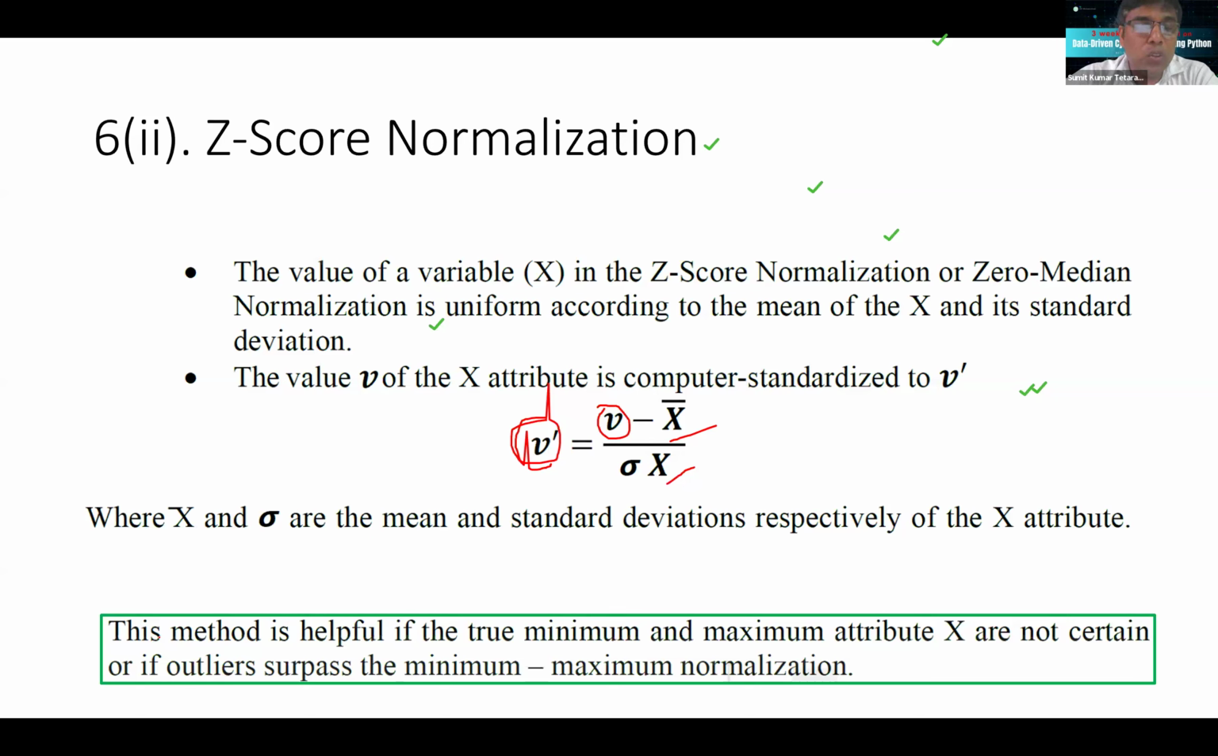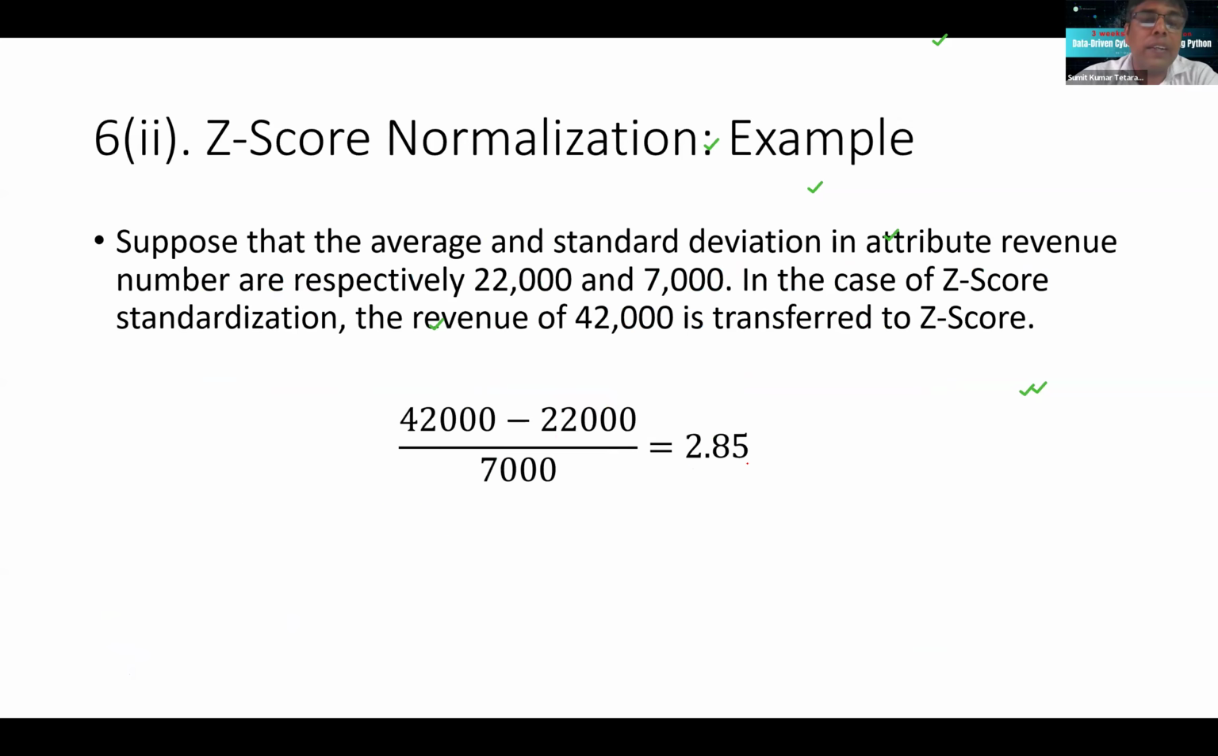And here in the notes, I have also written that this method is helpful if the true minimum and maximum of attribute x are not certain, or if outliers surpass the min-max normalization. If outliers are there, then you can go for this method. It will help you to smooth and normalize your data points. And this is the formula, this is the example that I gave you.